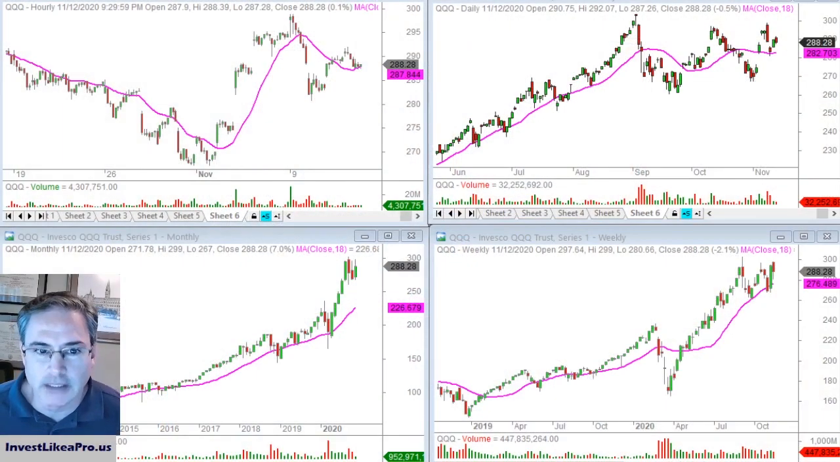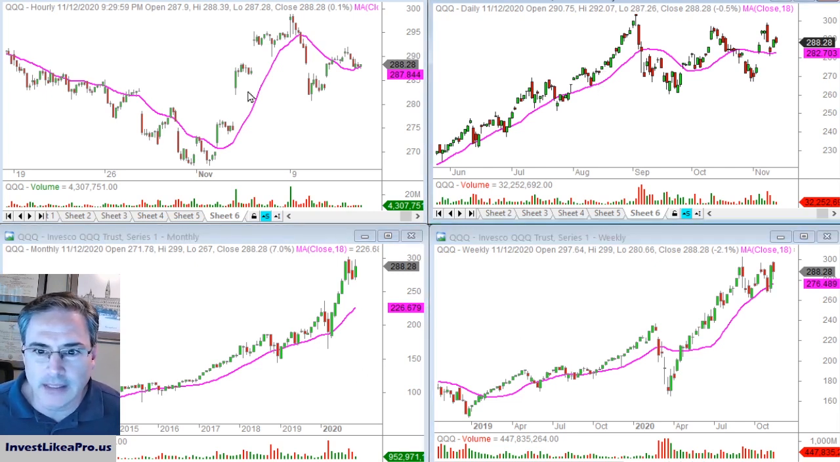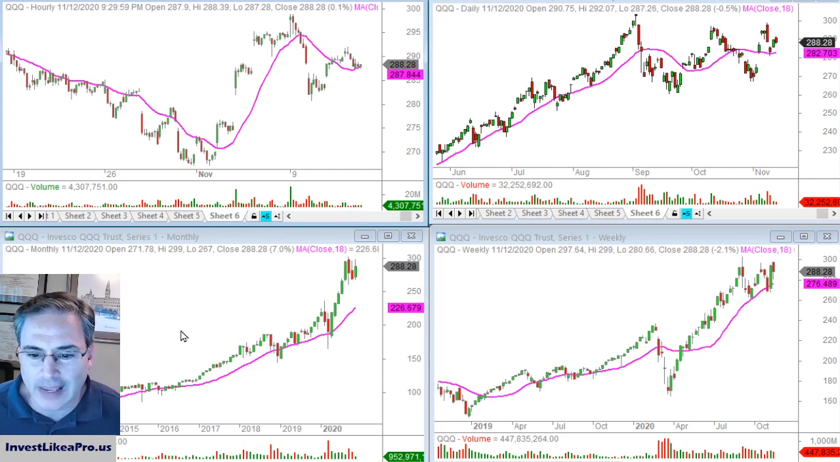And what I've done is I'm showing the QQQ here. I wanted to use this index because I think it shows a little more about what I'm trying to drive home here. So what I've done is I've still got the monthly, the weekly, daily, and hourly charts up, but I've taken everything off but price, volume, and a simple 18 MA.